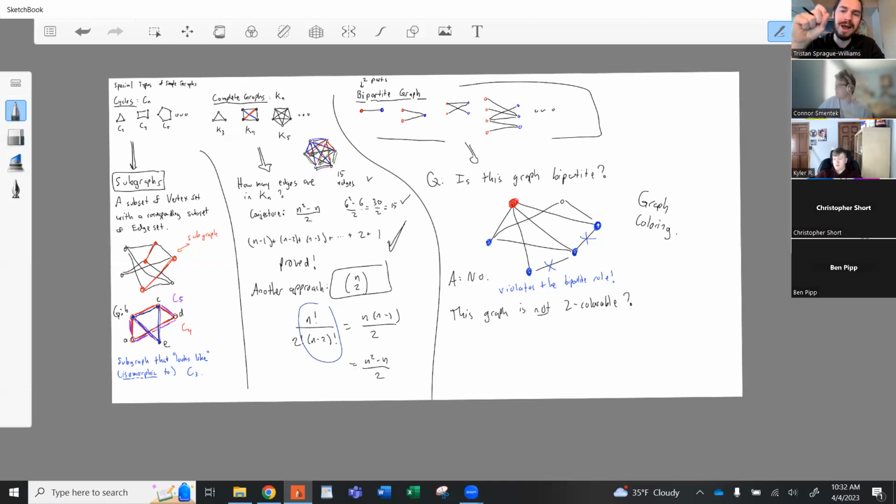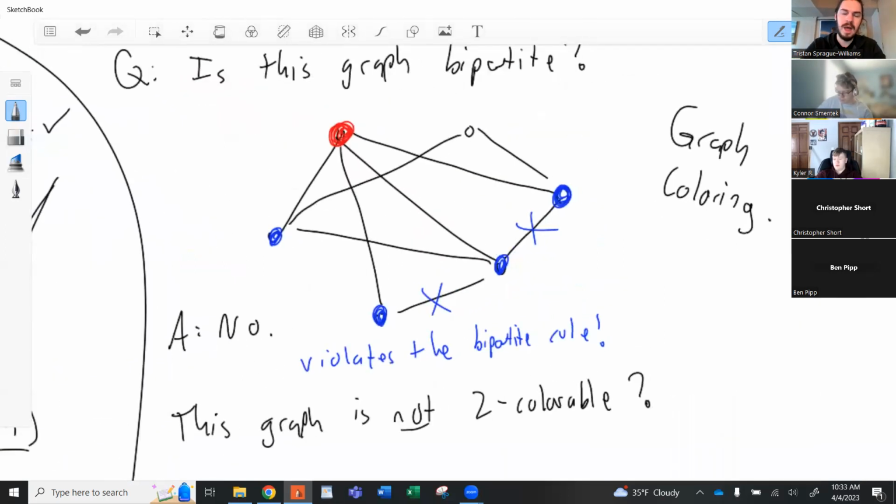Why was this graph not bipartite, not two colorable? What was it about this that made it not two colorable? You'll notice we had this configuration of a triangle. A triangle will never be two colorable. So this is a C3 subgraph, right? A subgraph which looks like a cycle on 3 vertices.